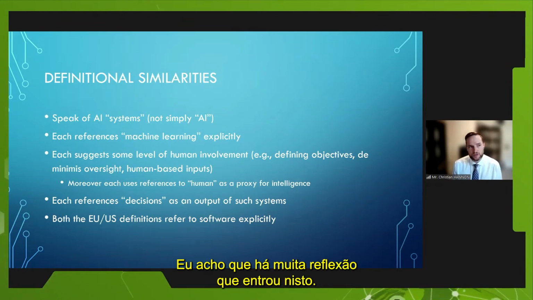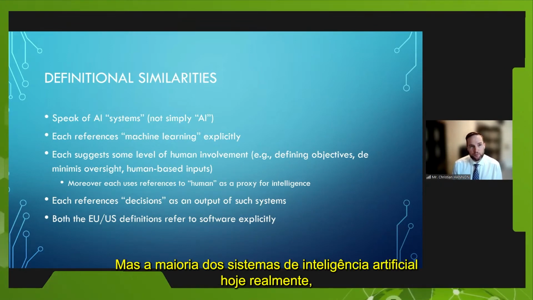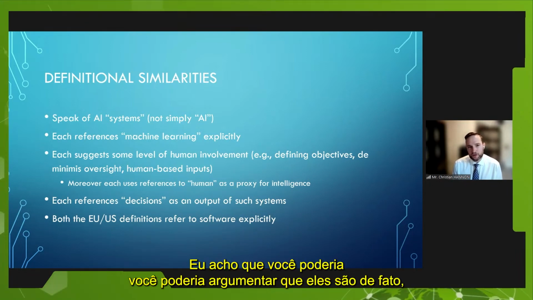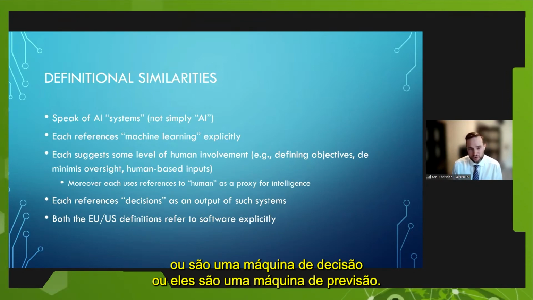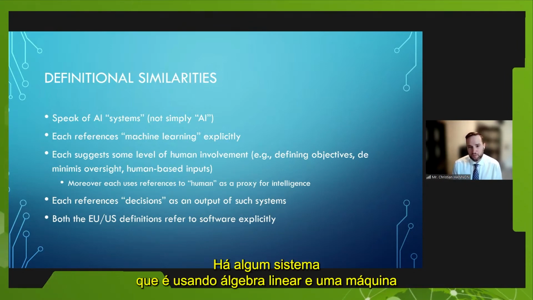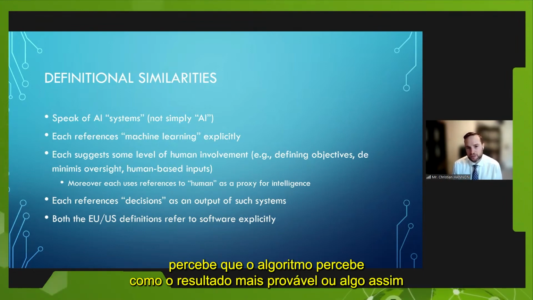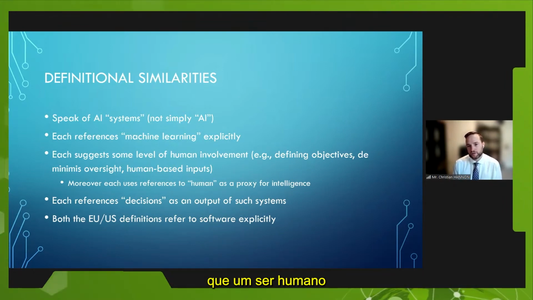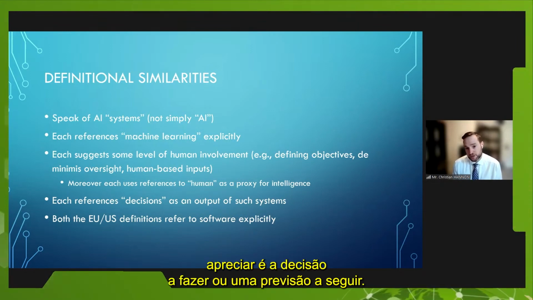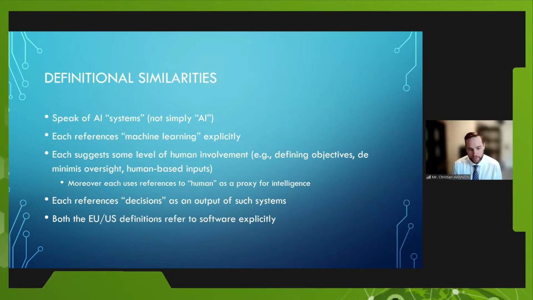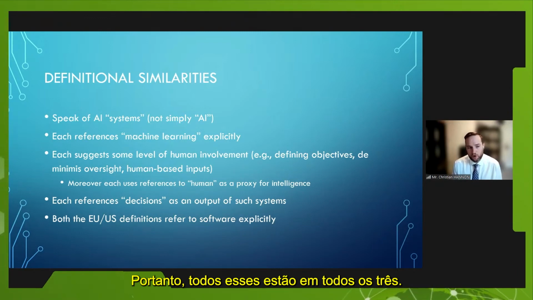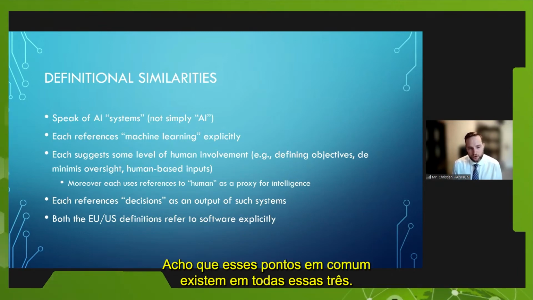So I think there's a lot of thought that's gone into this, but most artificial intelligence systems today, you could argue, are either a decision machine or a prediction machine. There's some system using linear algebra, a machine learning system that's reducing some set of inputs down into what the algorithm perceives as the most likely outcome, or something that a human being would appreciate as a decision to make or a prediction to follow. So I think those commonalities exist across all three of those.